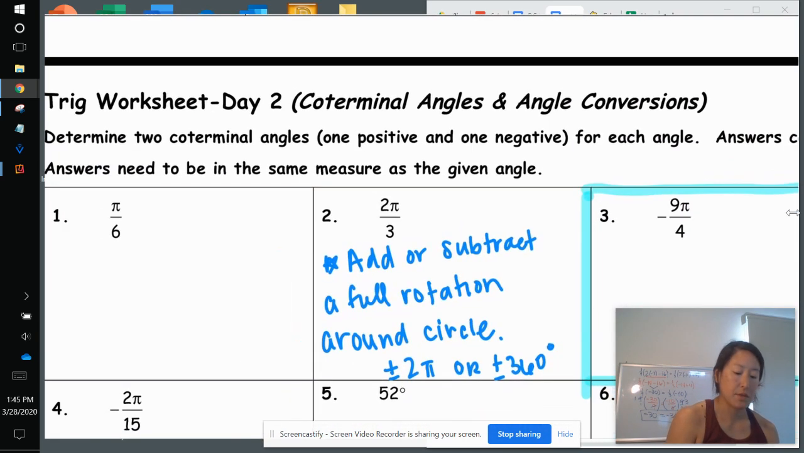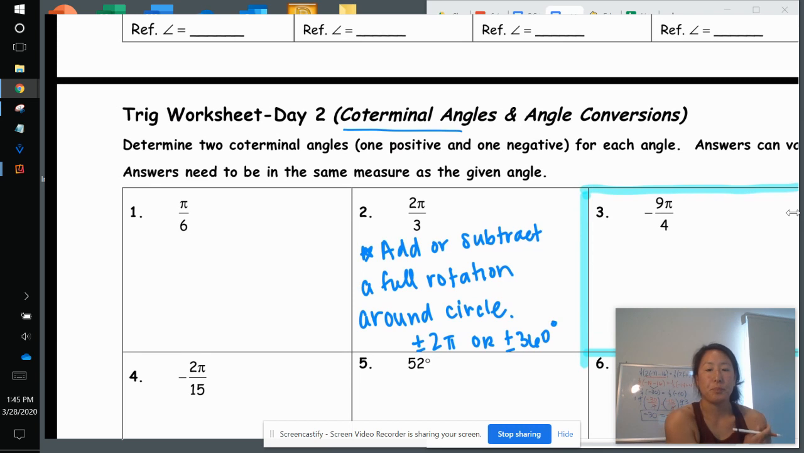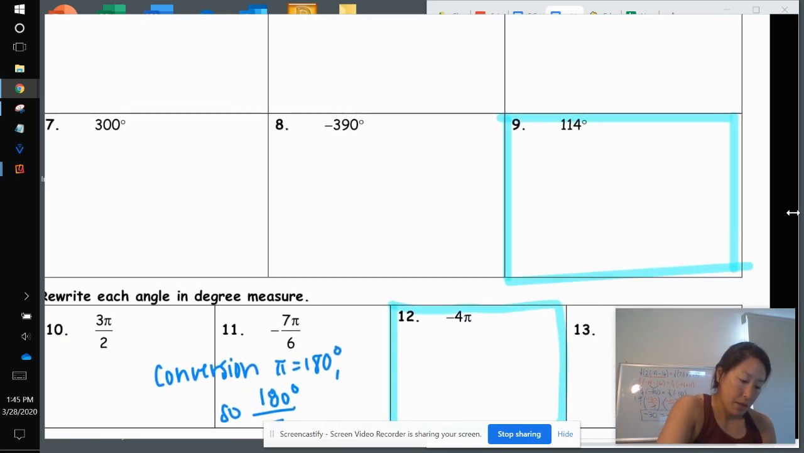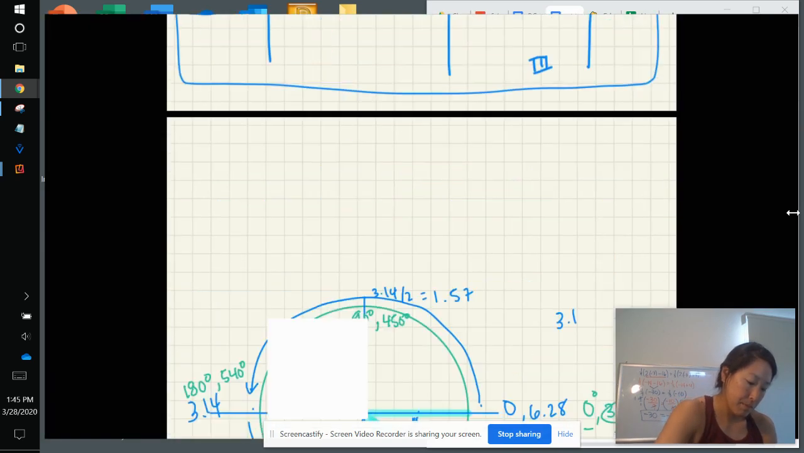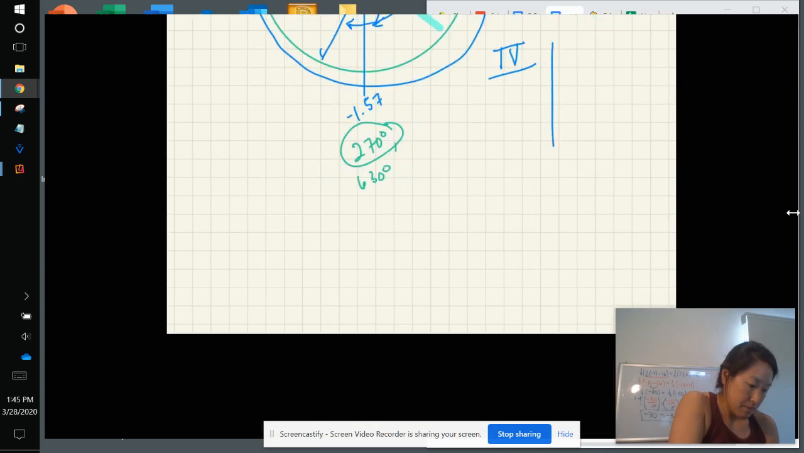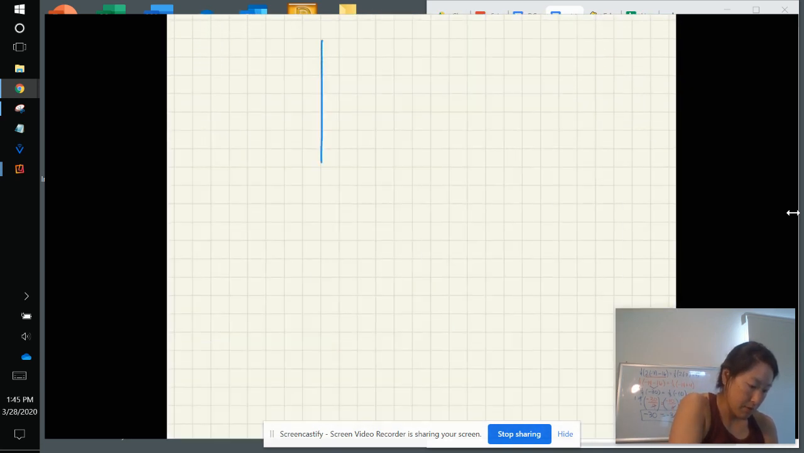Coterminal angles. This was in your vocab. The angle on the unit circle will have the same initial and terminal side, but a different number of rotations. So we're going to do this. Let's do 114 first. I'm going to go ahead and use my paper on the side. I'm sorry this video is long. It's confusing.